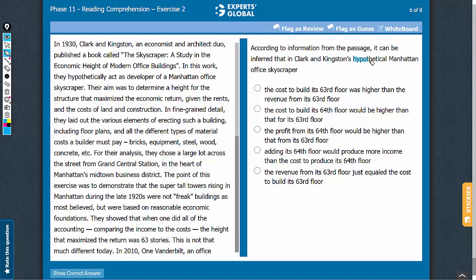What can be inferred about the hypothetical skyscraper of Clark and Kingston? Let's look at the answer choices.